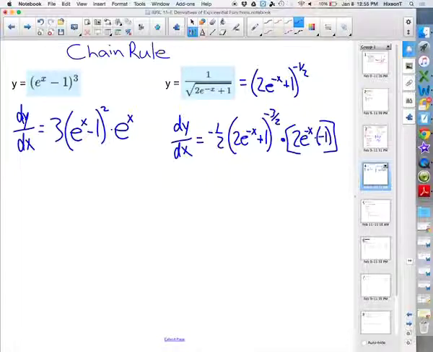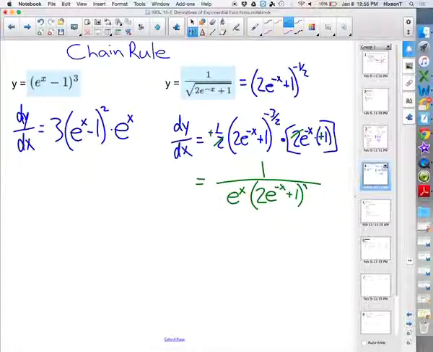The negatives will cancel, the 2's will cancel, that's kind of nice. And check it out, everything here has a negative exponent, so I'm going to have 1 over e to the x times 2e to the negative x plus 1 to the 3/2 power. And that's as far as I would go. So, it's interesting.